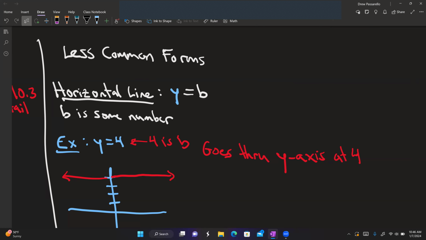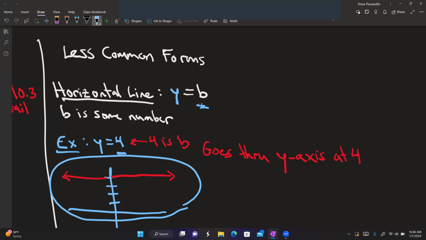And so I drew a picture of an example of a horizontal line. In particular, it's y equals 4. And so the number 4 is like the lowercase b. And notice from the picture, the red line goes through the y-axis at 4. All right, so horizontal line, y equals b.